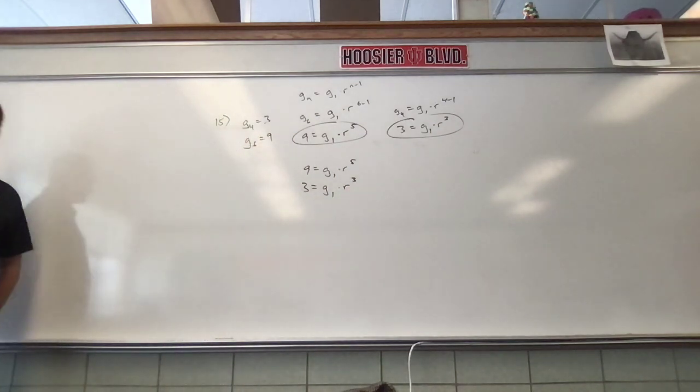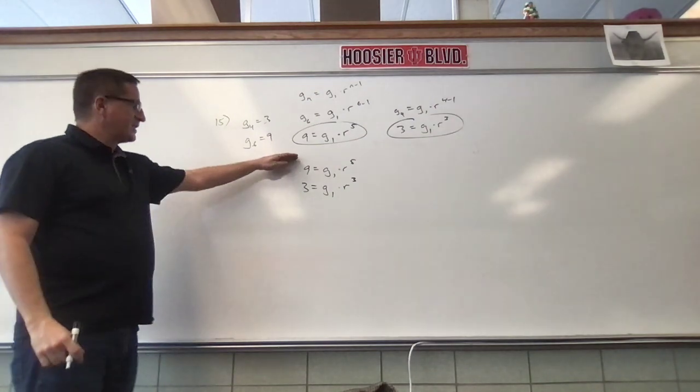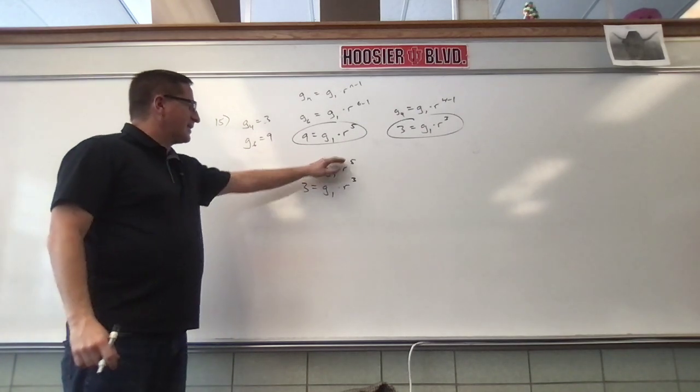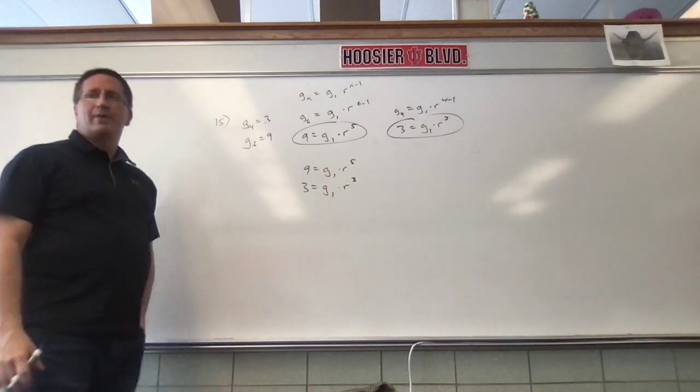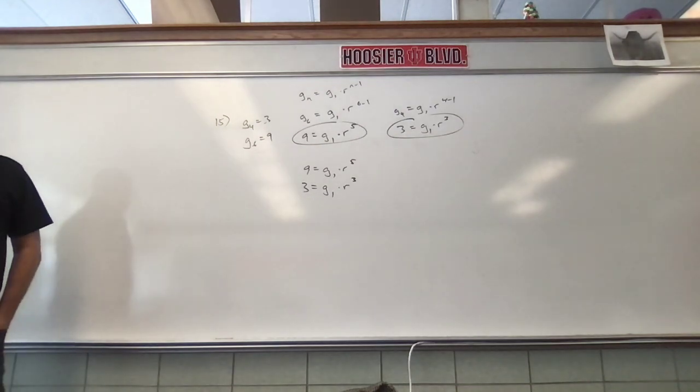And what I'm going to do is I could add the sides, I could subtract the sides, I could multiply the sides, I could divide the sides. I'm going to divide them. I'm going to take this divided by this equals that divided by that. Why would I do that? Why would I divide? What's going to happen if I divide?